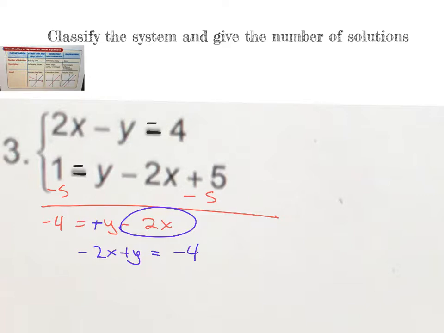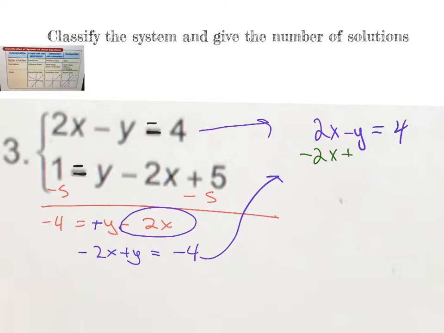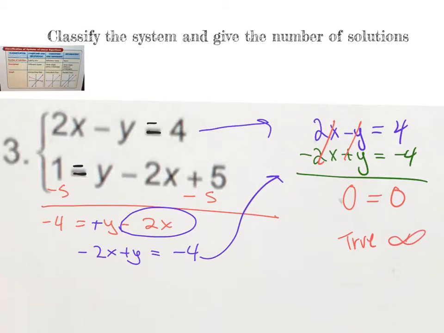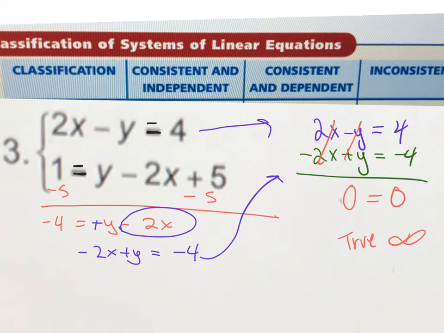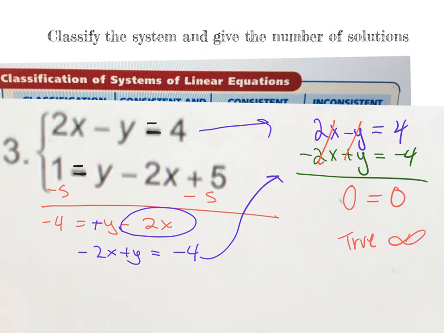So now I have the original for the top one, 2x minus y is 4, and my transformed one, which is negative 2x plus y, is equal to negative 4. When I add down, and be careful, because sometimes you look at it and you think you immediately know the answer, you got to work it through all the way. That's 0, that's 0. So I get 0 equals 0. That is a true statement, which means it's an infinite number of solutions. And infinite solutions means you have an answer, so you know it's got to be consistent. If it's infinite, it's dependent. So this situation is called consistent dependent.